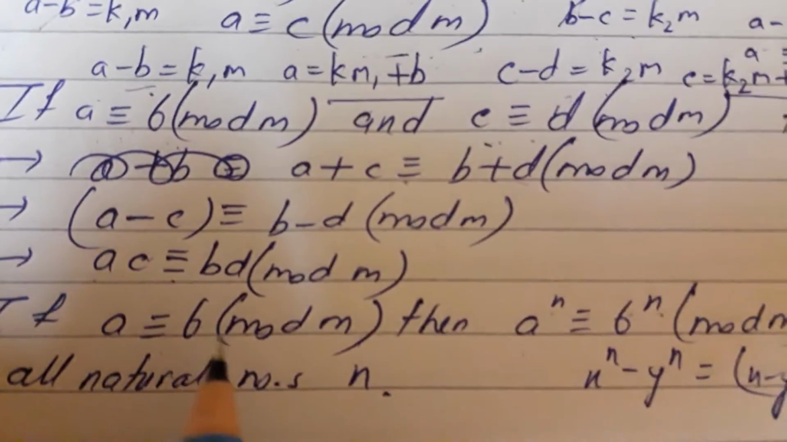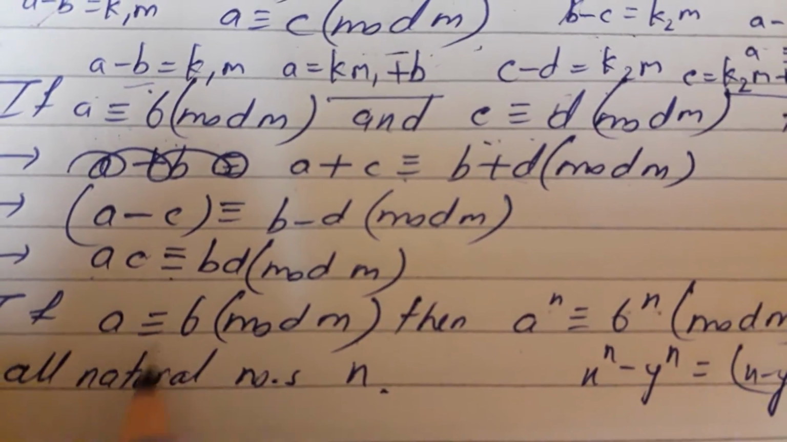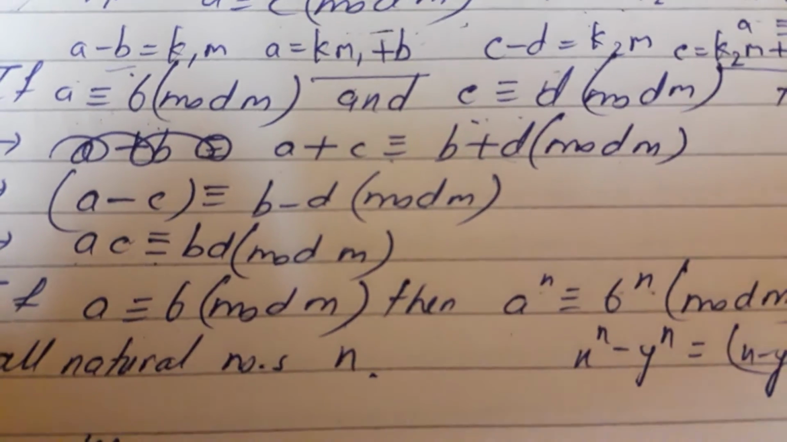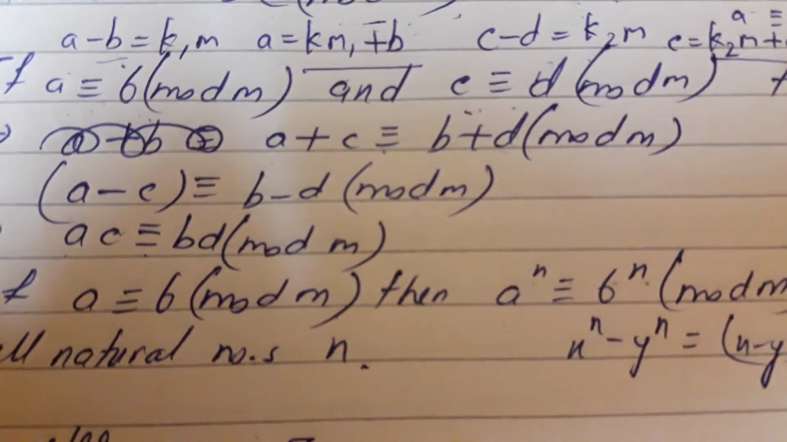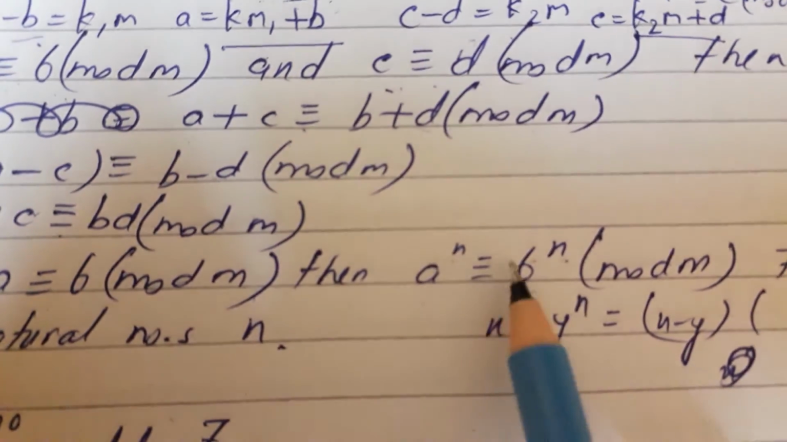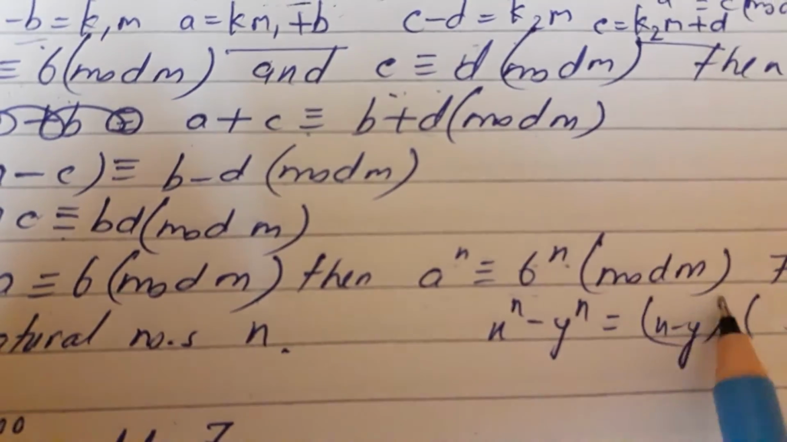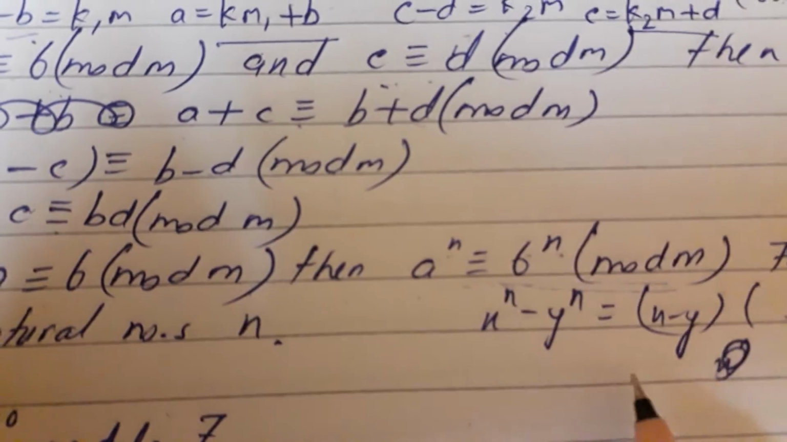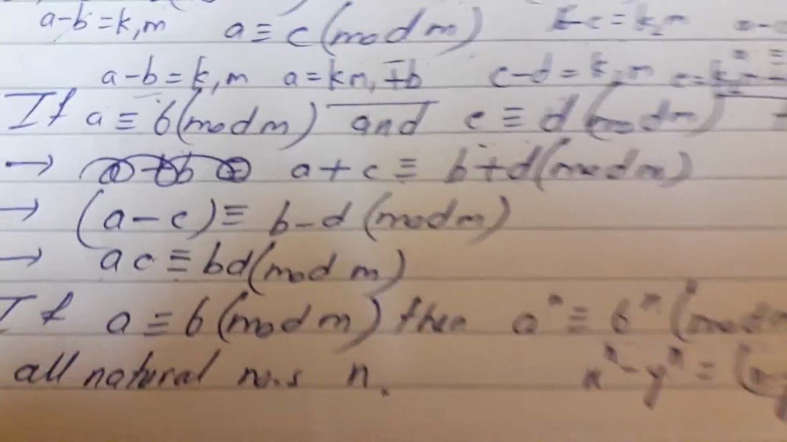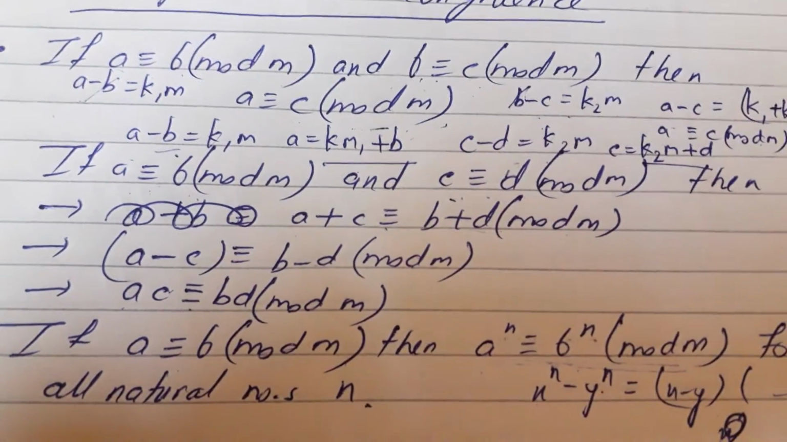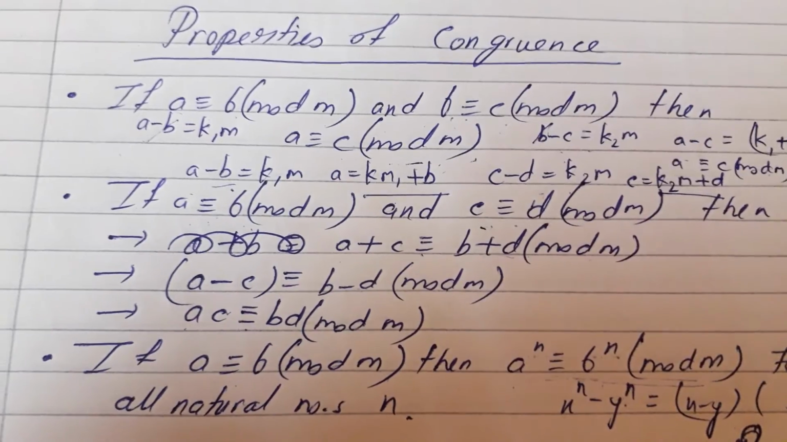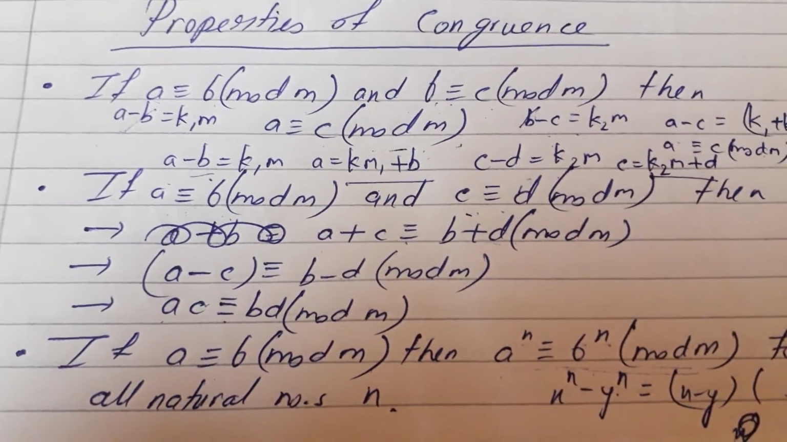So if a divided by m and b divided by m give the same remainder, then in this case also, a to the power n is congruent to b to the power n mod m, the remainder is also the same, obviously, because we all know that x minus y is a factor of x to the power n minus y to the power n. So that is you have to keep in your mind. These are the properties of congruence modulo.